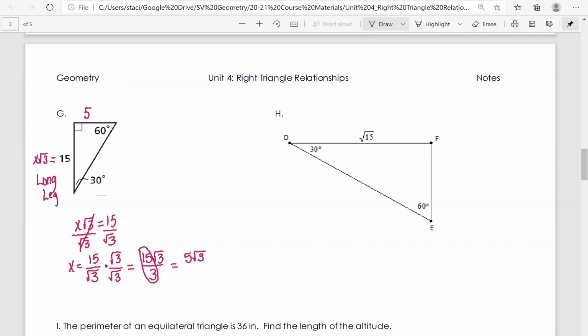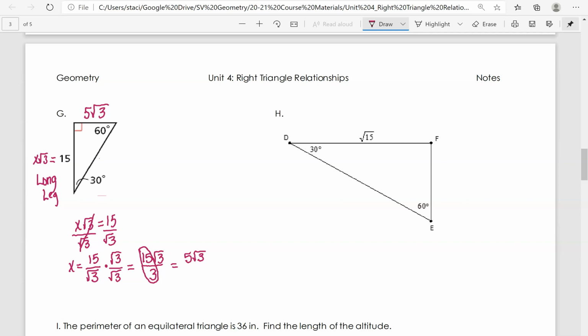And that should kind of make sense to you guys, why the short leg now has the root 3 in it, because it's really similar to the 45-45-90. Like when we saw with the 45-45-90, if the hypotenuse was a whole number, then that meant the leg ended up with the root 2. So if I see that my longer leg is a whole number, then I know my short side is going to have the root 3 in it.